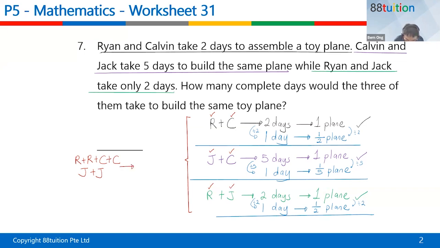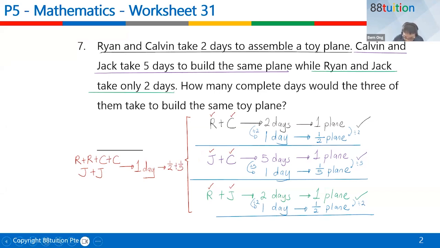And in the 1 day, how many parts of the plane can they fix? Can you see or not? So for example, the good Ryan and the good Kelvin can fix half of the plane, right? The good Jack and the evil Kelvin can put 1/5 of the plane.